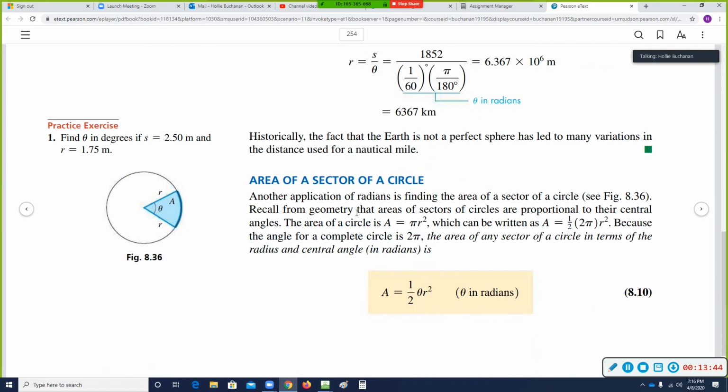Here's another example. The area of a sector of a circle is 1/2 the angle measurement in radians times the square of the radius. That's proportional to the area of the entire circle. That's really whatever this angle portion is of the whole thing, of the entire circle. But if this measurement is in radians, then this naturally translates easily.